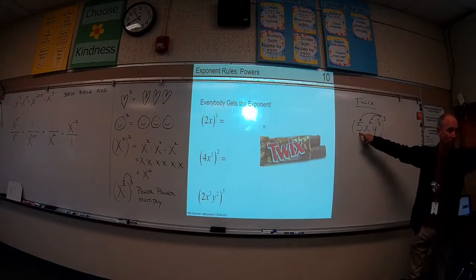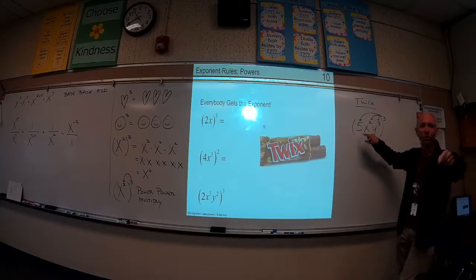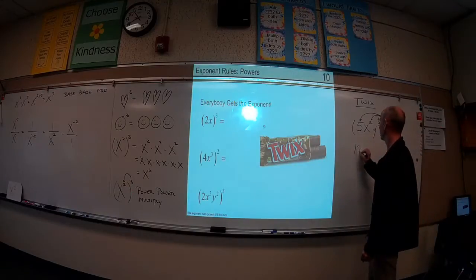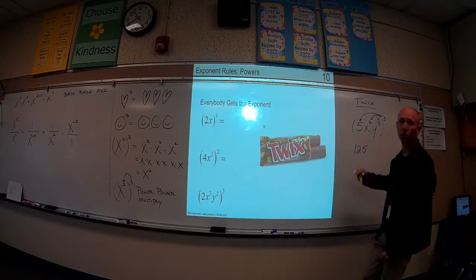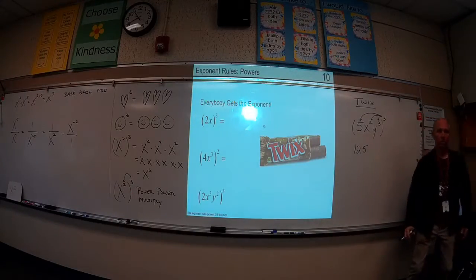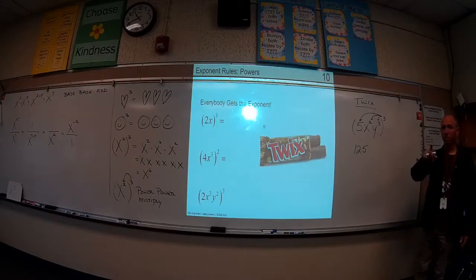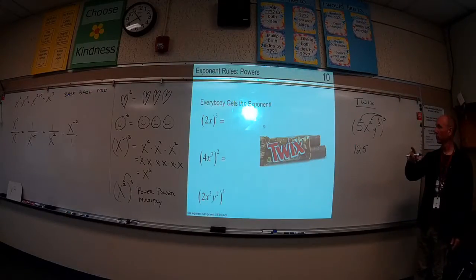So let's start with the cookie. 5 to the third. It's 15. It is not 15. 5 to the third? 125. Cookie is done. Oh, I know. You do 5 times. 5 times 3 times 3? Nope. 5 to the third.